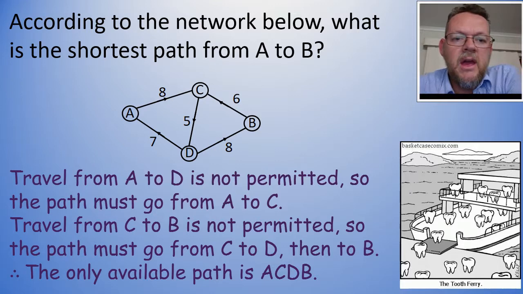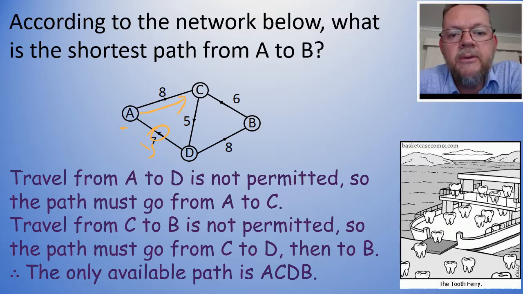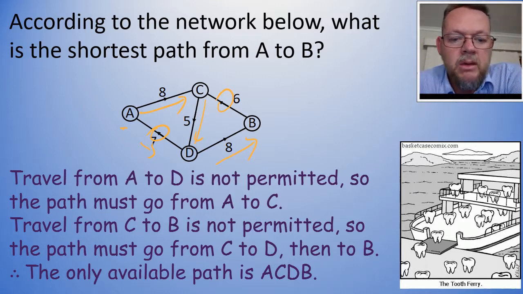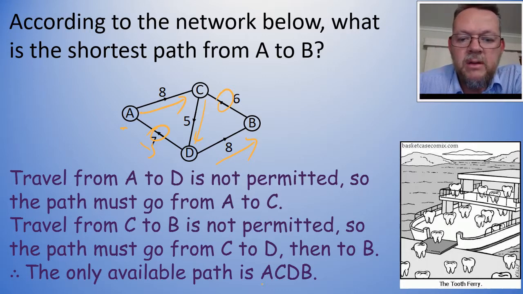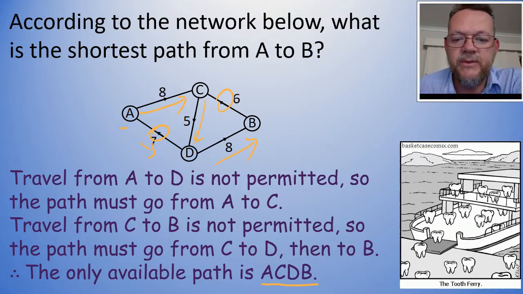So let's have a look at the impact of the arrows. According to the network below, what is the shortest path from A to B? Well, we've got to start at A, and we notice that we can't go that direction because of this arrow. So we've only got to go from A to C. Can we go from C to B? No, there's an arrow blocking our way. So we've got to go down from C to D, and then we've got to go from D to B. So therefore, the only available path is A, C, D and B, and we just list off those nodes as the path.